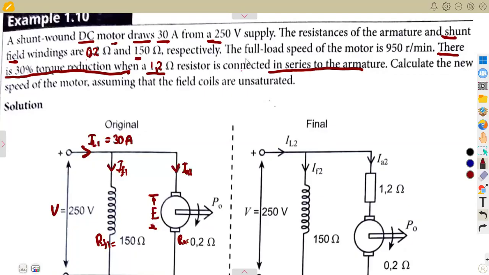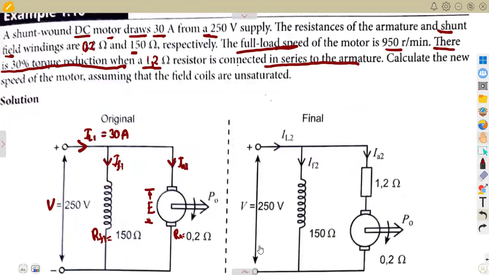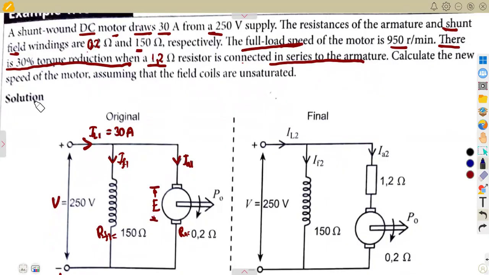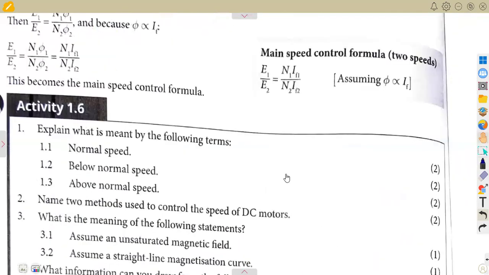Given the full load speed, at full load, that's at the original condition, the speed is 950. So we're given the initial speed at full load, N1, which is 950 revolutions per minute. Then the question says there is a 30% torque reduction.